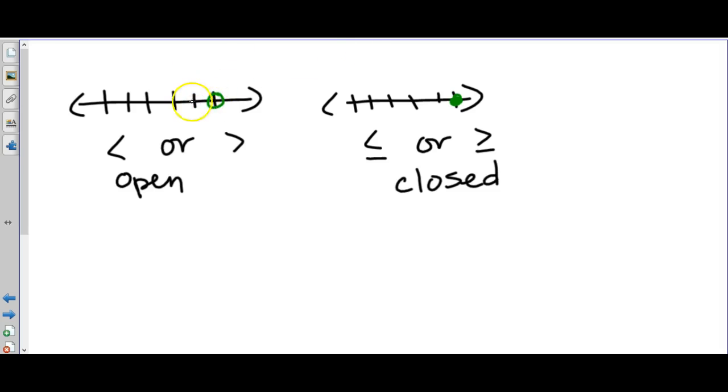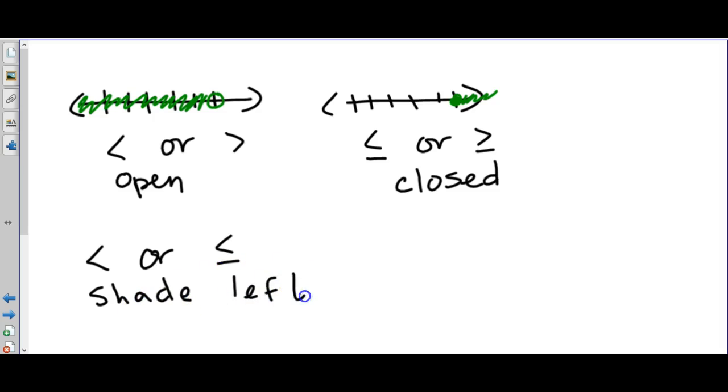The second thing we're going to have to do is shade. We might shade to the left, we might shade to the right, because again, we're including multiple numbers. There's multiple solutions to our inequalities. So for our shading, if it's less than or equal to, we shade to the left. If it's greater than or equal to, we shade to the right.